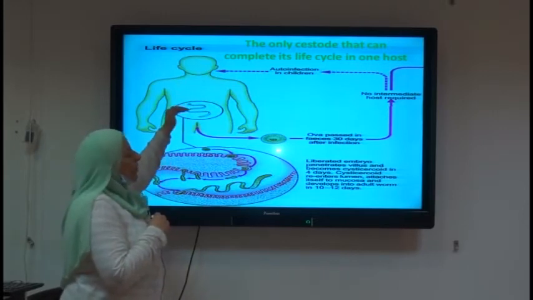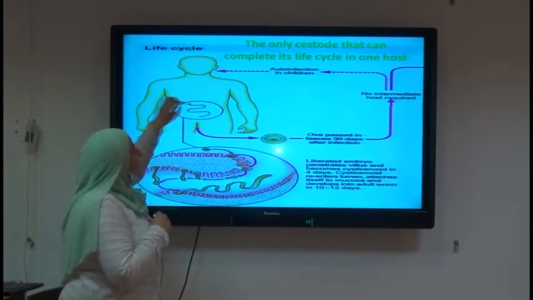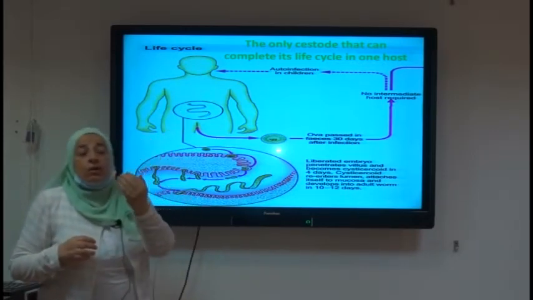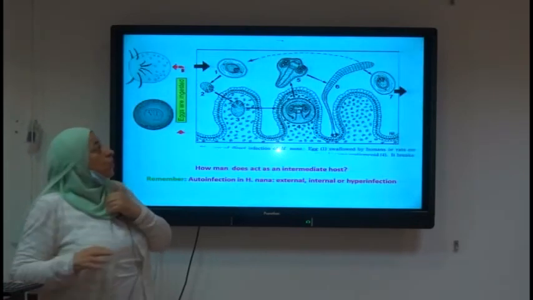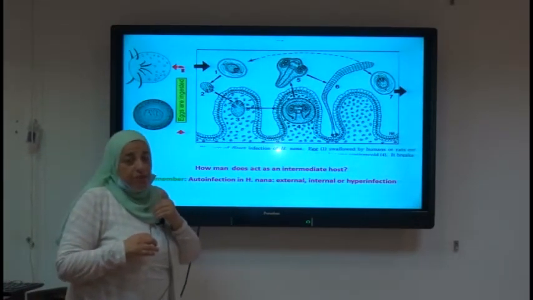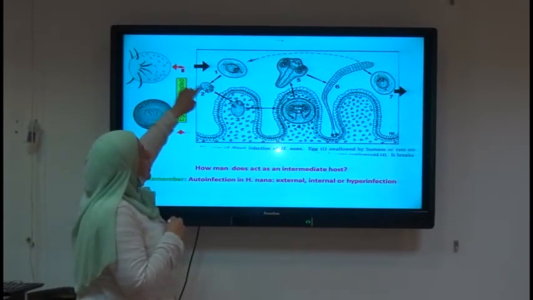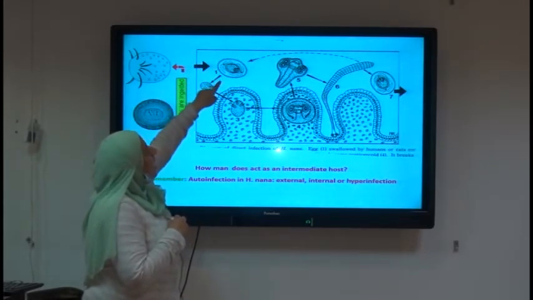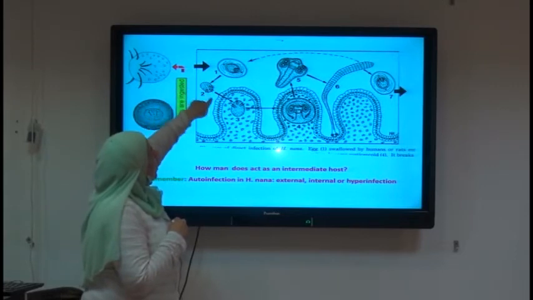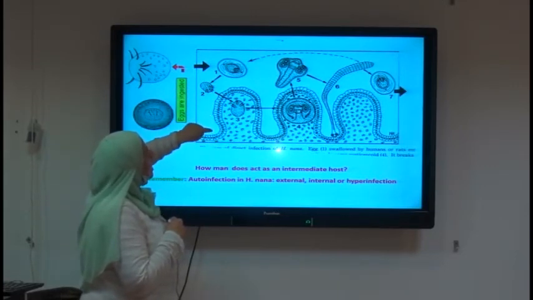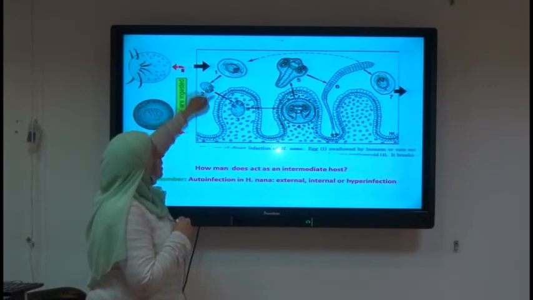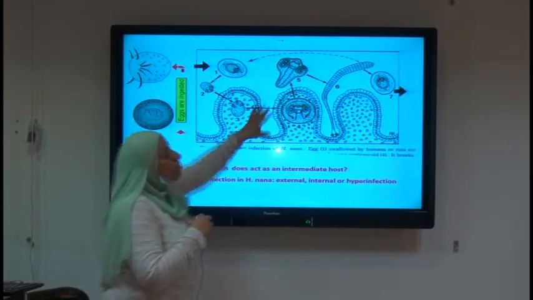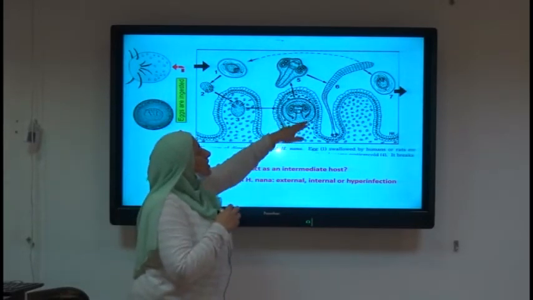However, internal auto-infection means that the eggs, while inside the body, will hatch and the oncosphere will penetrate the wall of the intestine, the epithelial lining, as we will discuss. In internal auto-infection, the eggs inside the small intestine hatch, and the oncosphere, provided with hooks, will invade the epithelial lining of the villi. Inside the villi, it will metamorphose and develop to form the cysticercoid larvae.